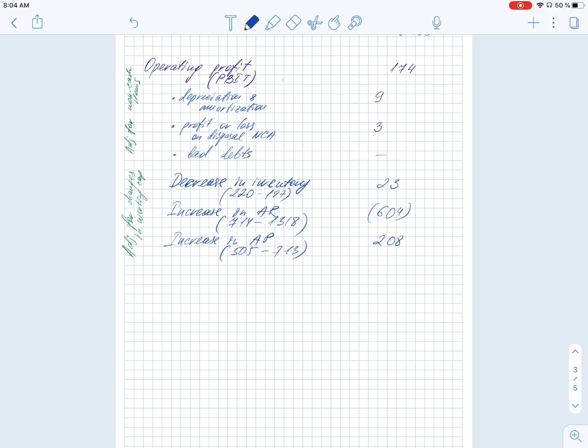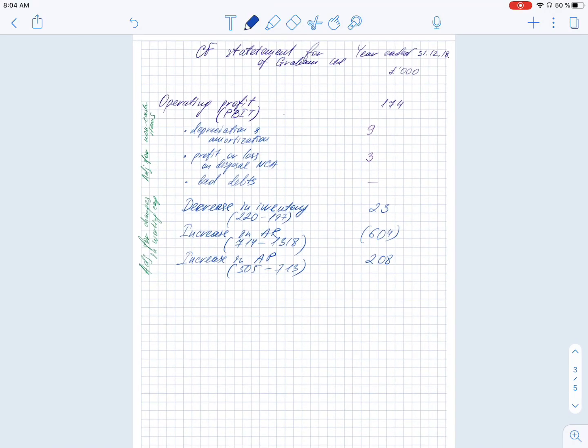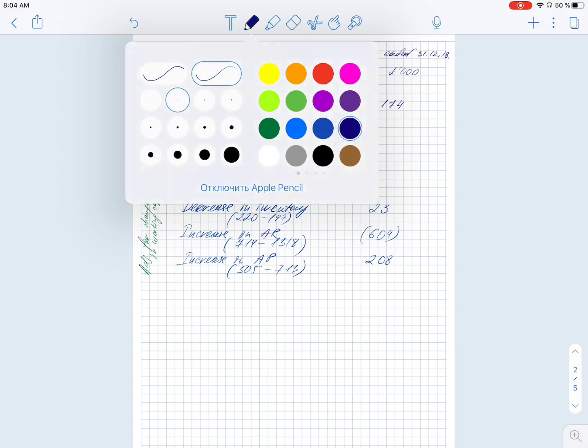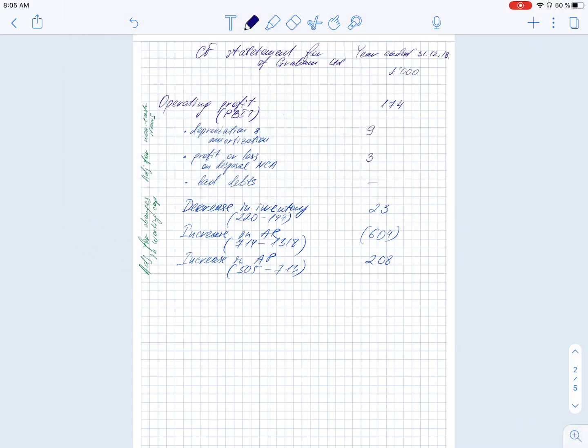Okay, now we can calculate cash from operations. Once we have adjusted profit for the year, profit before interest and tax, for non-cash items and changes in working capital, we can calculate the first subtotal, which is called cash from operations. Cash from operations would be 183, but with the minus sign, negative, because the accounts receivable increased significantly. So that would be the first subtotal.